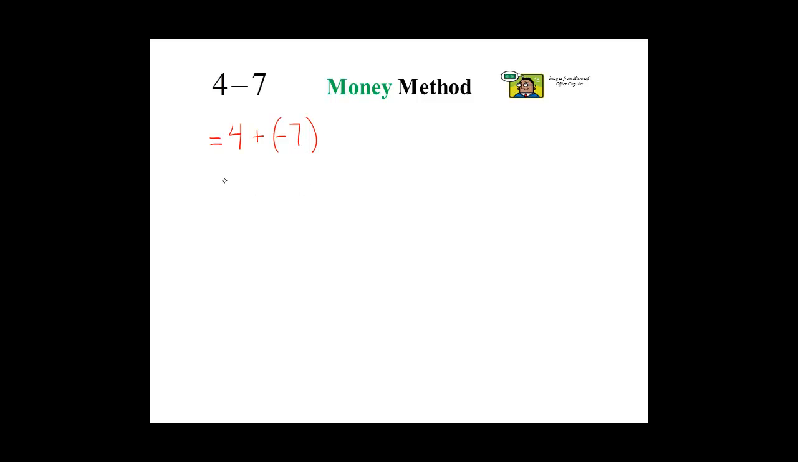So what would your bank account read now? Your statement would say that you have overdrawn $3. We indicate we have overdrawn using a -3. So the answer to the problem 4 minus 7 is -3.